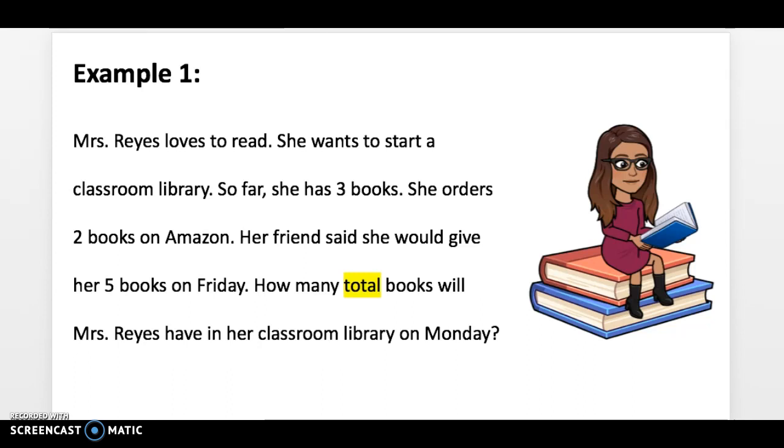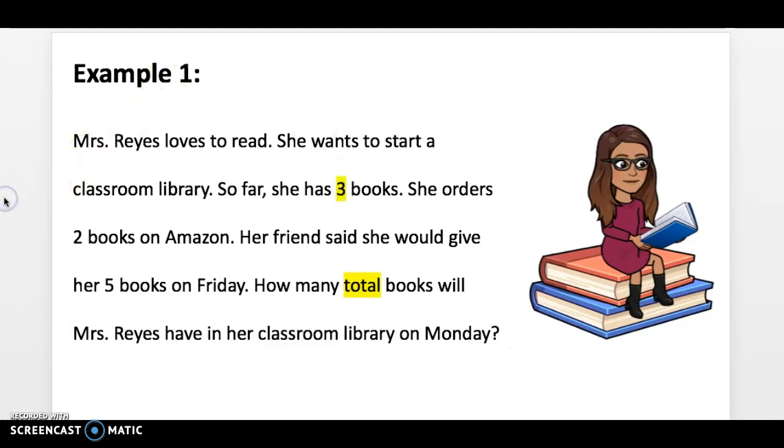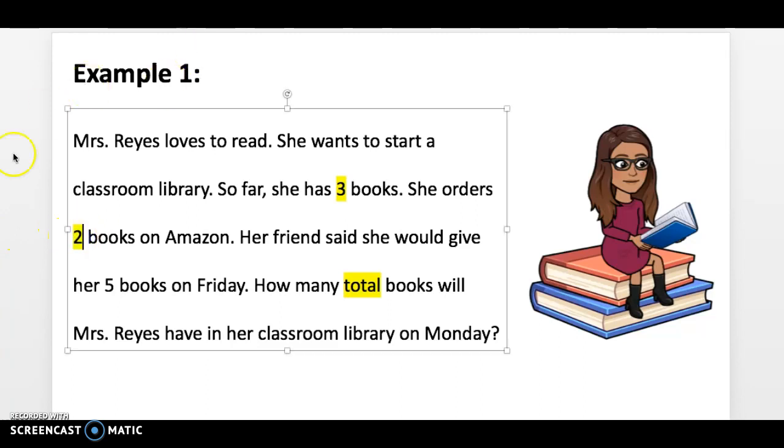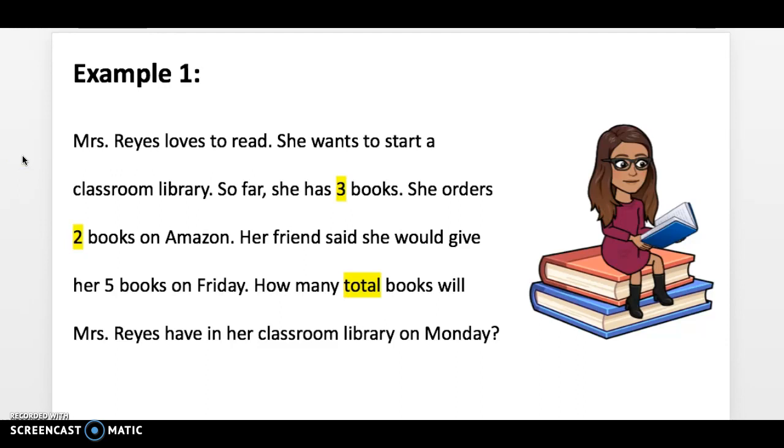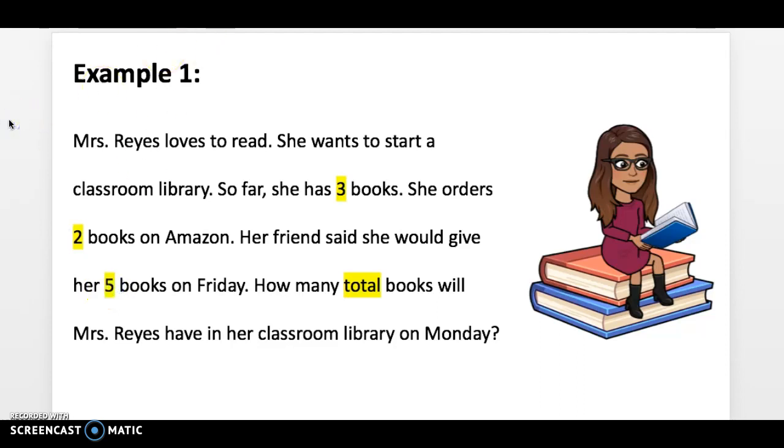The next thing we want to do is look for the information that we can pull out from our problem. The first thing I want to look at are the numbers. She wants to start a classroom library. So far, she has how many books? She has 3. Then, she orders 2 books on Amazon. That is another piece of information that's important. And lastly, it says that her friend said that she would give her 5 books on Friday. This is the information that we can pull out of our word problem.